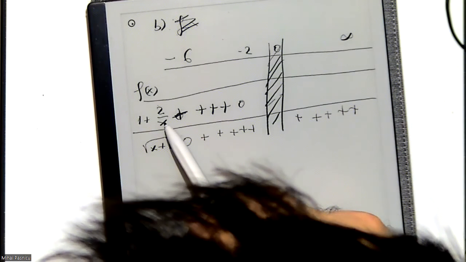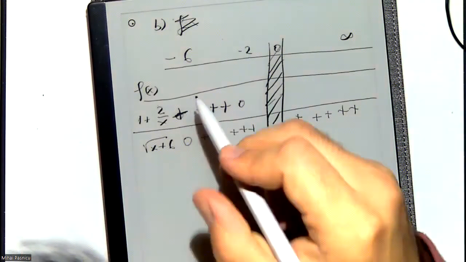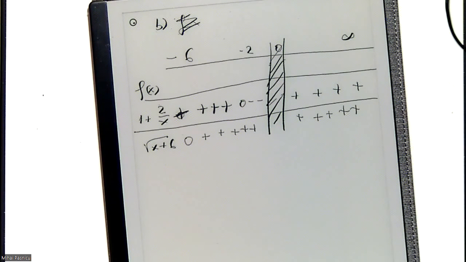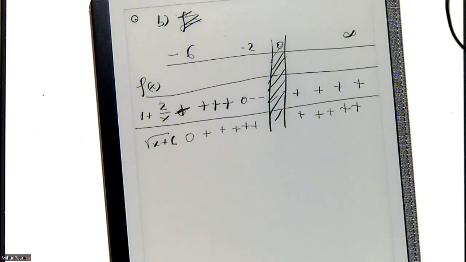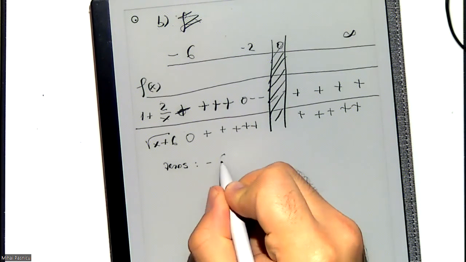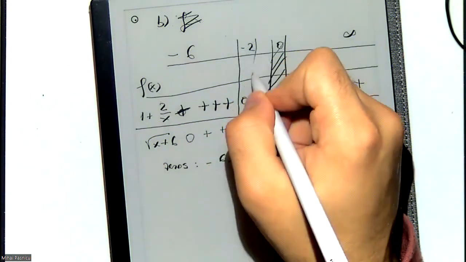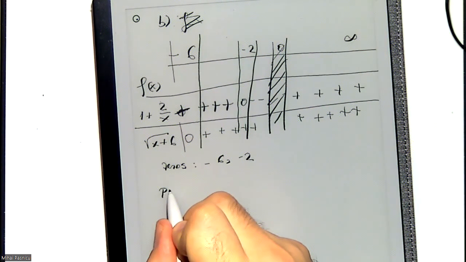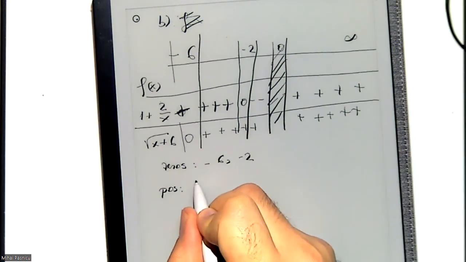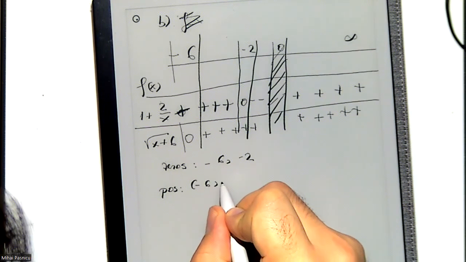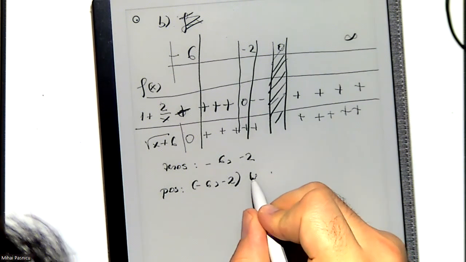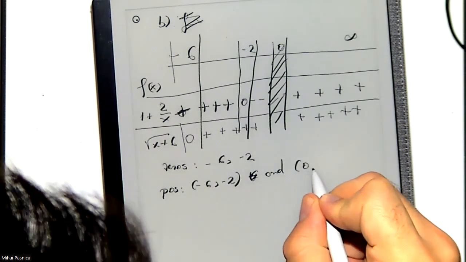Then how does this look? Let's see. If it goes -1, it increases. So this goes negative, negative, and then it's positive, positive, positive, positive. So where are the zeros? The zeros are at -6 and -2. 0 here, 0 here. And then positive, it's going to be -6, -2, and then, without the sign, let's say 0, infinity.